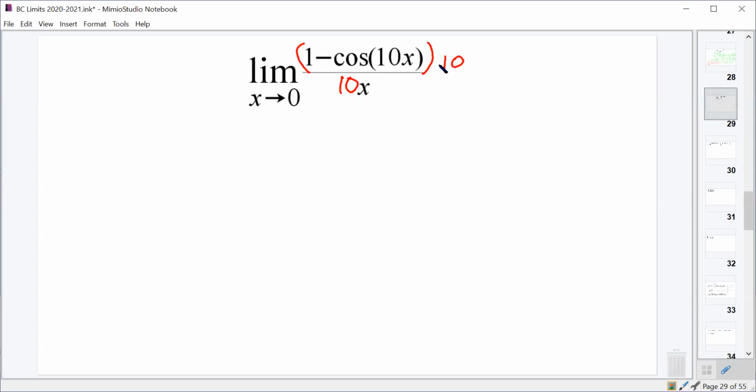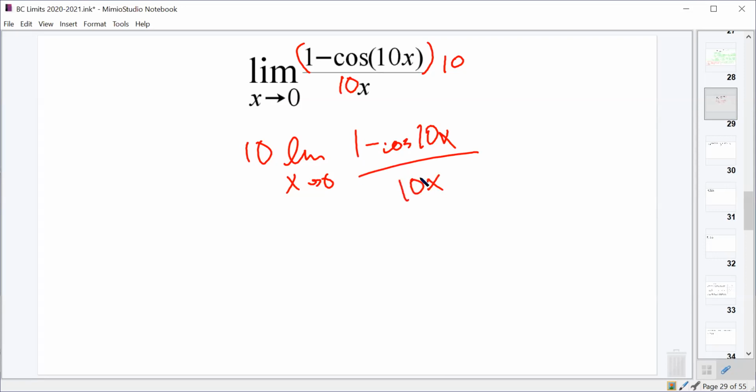All right. And the 10 that's in the numerator, we're going to pull out to the front of the limit. And just like with the sine of 5x over 5x that we had before, since the argument of the cosine and the denominator are the same, we know that this limit's going to equal 0. We got 10 times 0, which is still just 0. Any issues with that? Everybody good there?